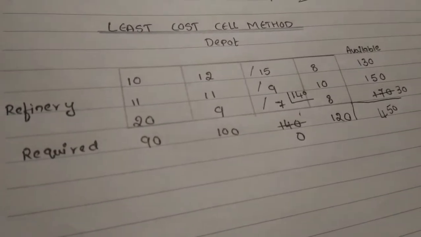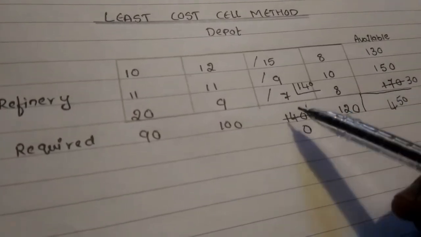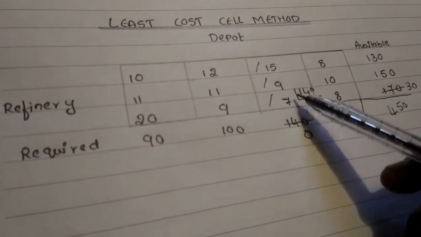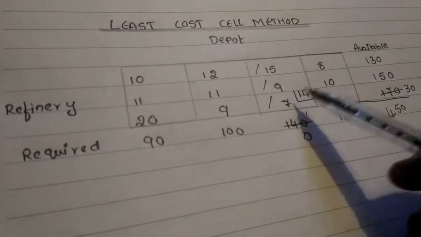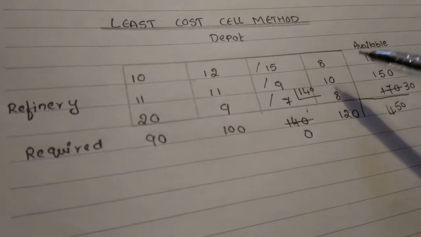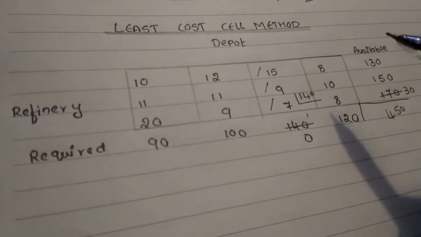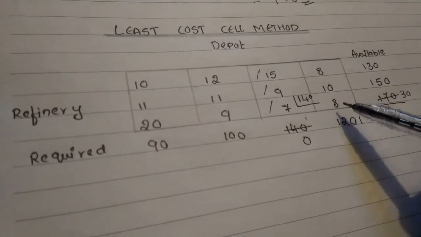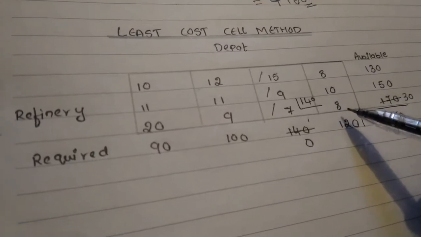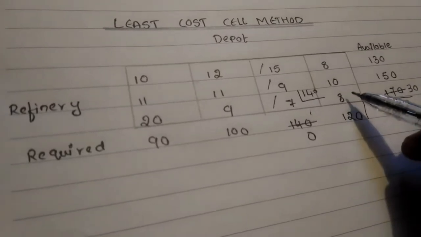Find the cell that has the least value amongst all the cell values. Now, after striking out this whole column, I will not have to consider it for the second iteration. I'll only have to consider columns 1, 2 and 3 and rows 1, 2 and 3. Amongst these, the least value is 8. Now, 8 has occurred twice. You can choose any of them arbitrarily. For instance, I'll choose this cell value.